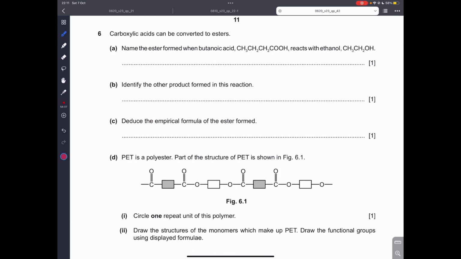Question number 6. Carboxylic acids can be converted to esters. Name the ester formed when butanoic acid reacts with ethanol. Right, butanoic acid, remember, the acid part will always form butanoate. It's going to turn into a minus ion. And ethanol is going to be an ethyl group. We just add the yl at the end. So basically we are going to write ethyl butanoate.